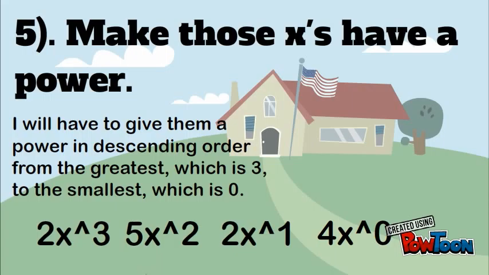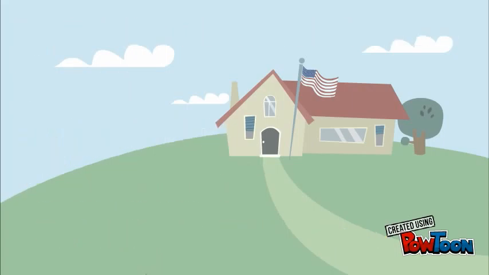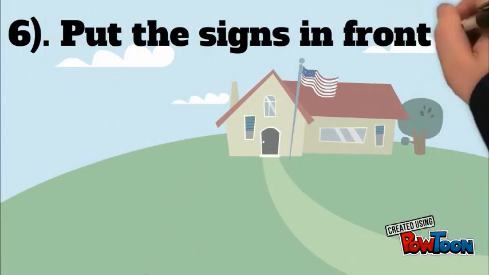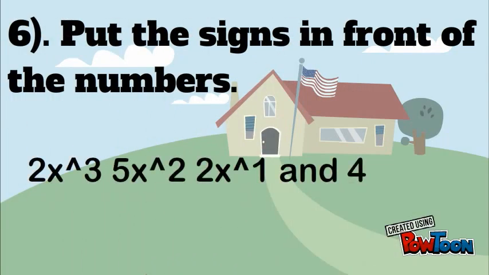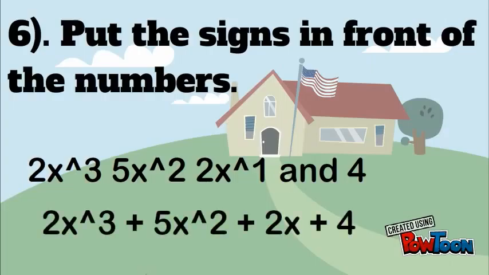Now, the 0 power does not matter. Now it's time to make the signs alive. Put the signs in front of the numbers. For example, 2x cubed, 5x squared, 2x to the first power, and 4 will turn into 2x cubed plus 5x squared plus 2x plus 4. I did this by simply making every number positive.